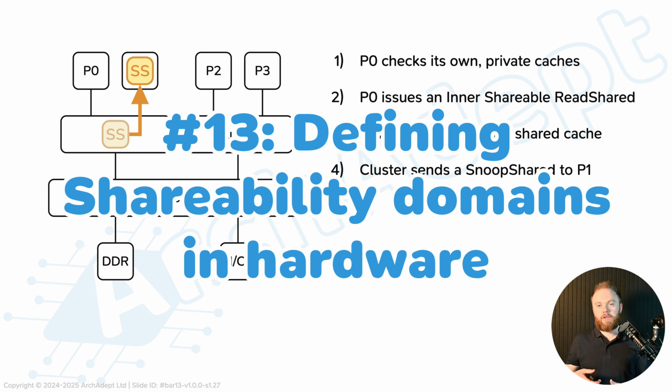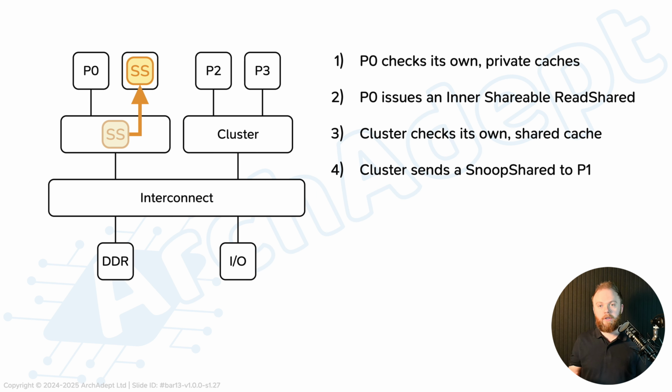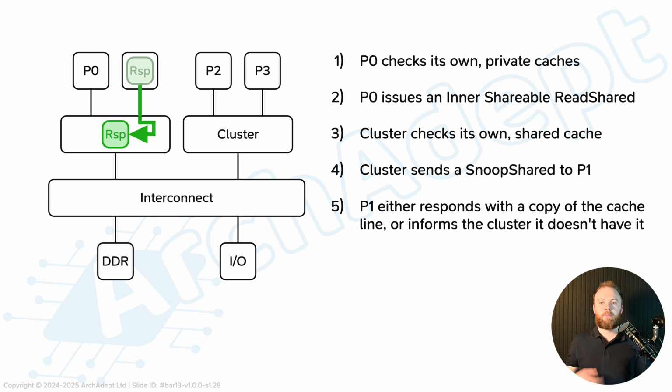So if it misses in the shared L2 unified cache, the cluster logic is going to send a snoop shared to P1, asking it to provide a copy of the requested cache line if it has it. P1 responds to the cluster logic either with a copy of the requested cache line or by informing the cluster logic that it does not have a copy of the requested cache line. And in that case, the cluster logic needs to send a transaction downstream to the primary interconnect requesting a copy of that cache line. And so the question becomes, what does that transaction look like?